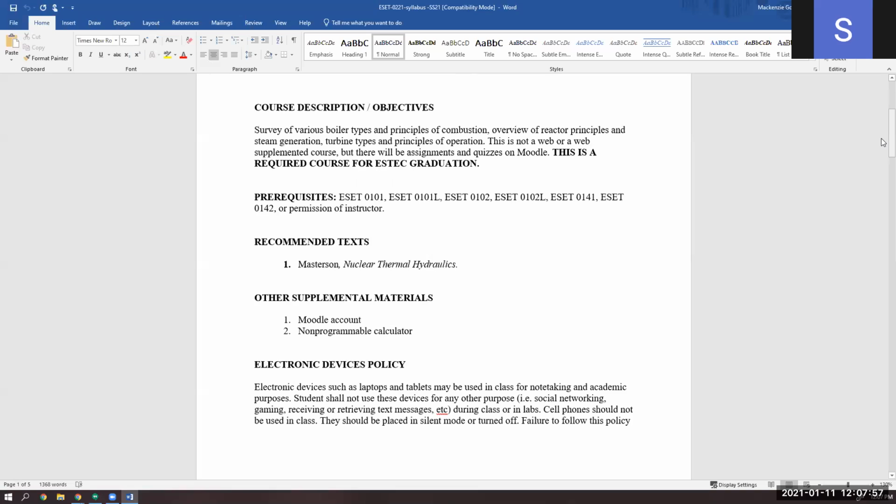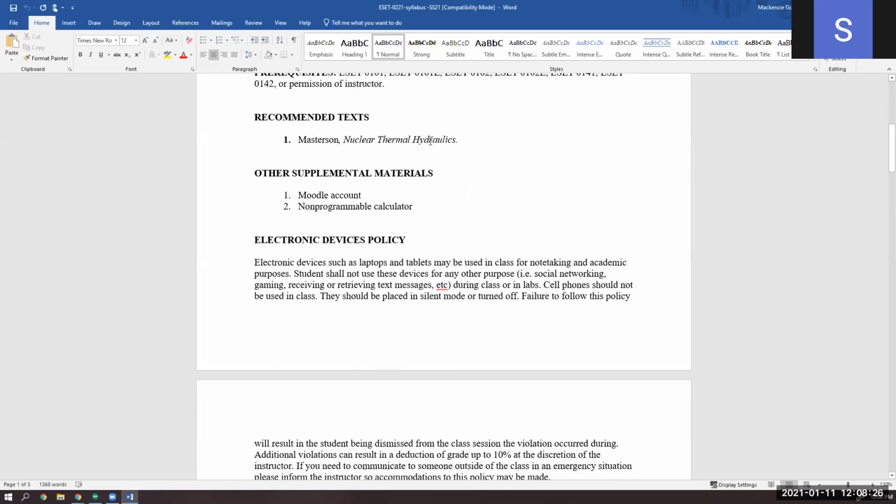So it's a little bit odd combining the mechanical and the nuke because we will have some very specific nuclear plant issues, because we can have radioactive steam that the mechanicals would not see anywhere else in any other type of facility, but we're going to talk about both. It's a required course for graduation, which means you have to get a C-.